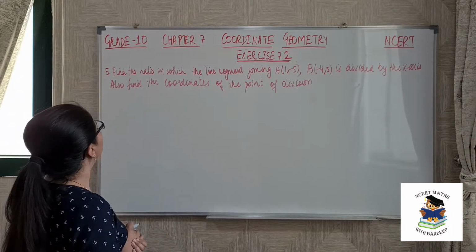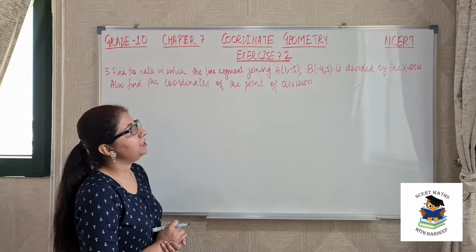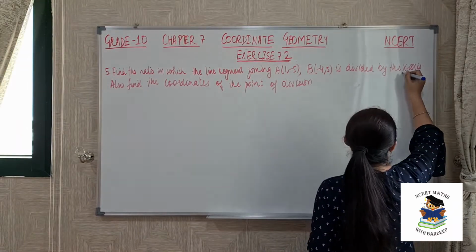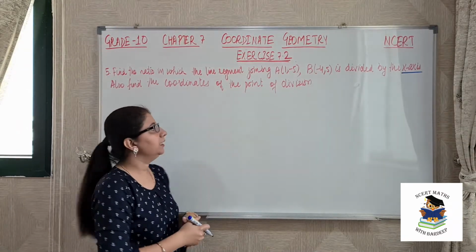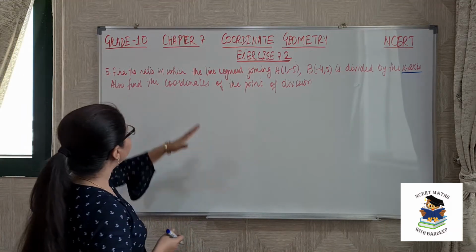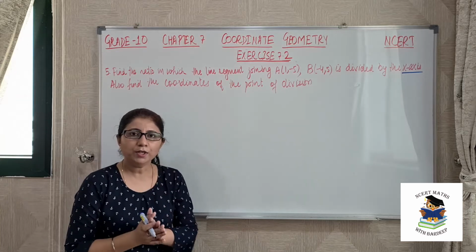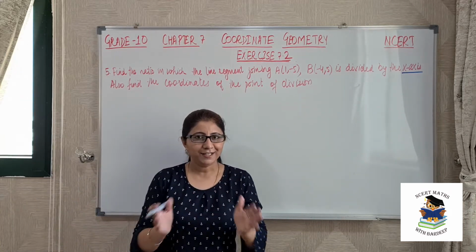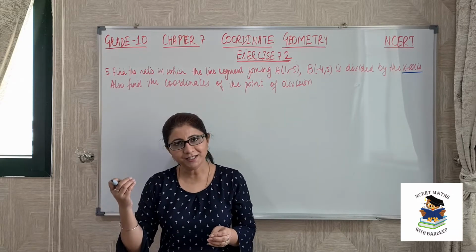Fifth question is, find the ratio in which the line segment joining A and B is divided by x-axis. So this question is something different. Now a condition is given that x-axis is dividing the line segment, and also find the coordinates of the point of division. As already explained, what are the coordinates of any point that lies on x-axis? That is, its y coordinate should always be 0.